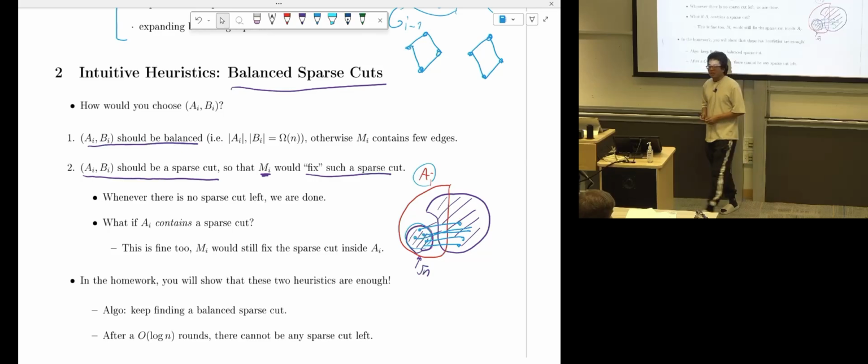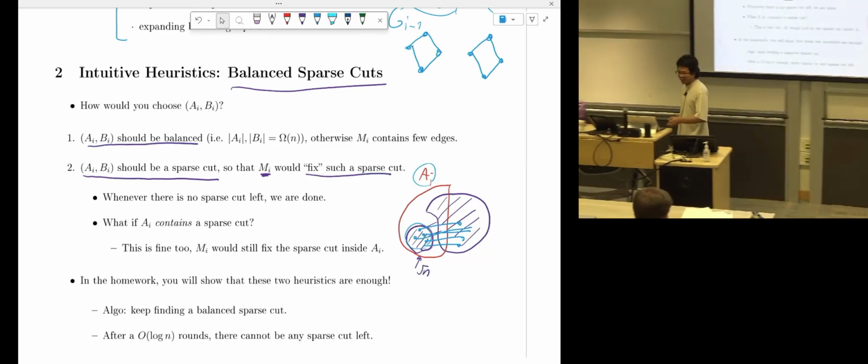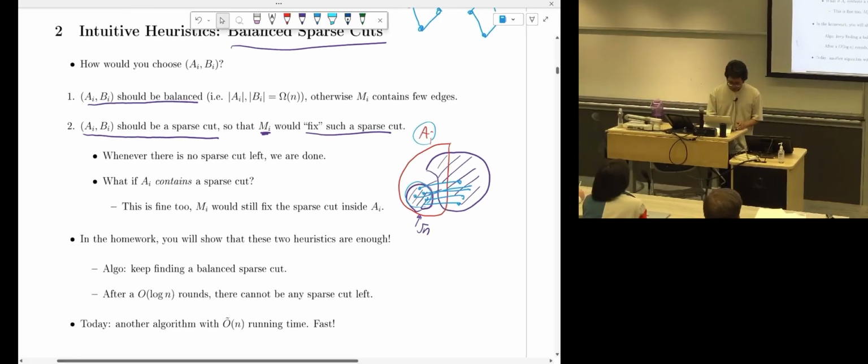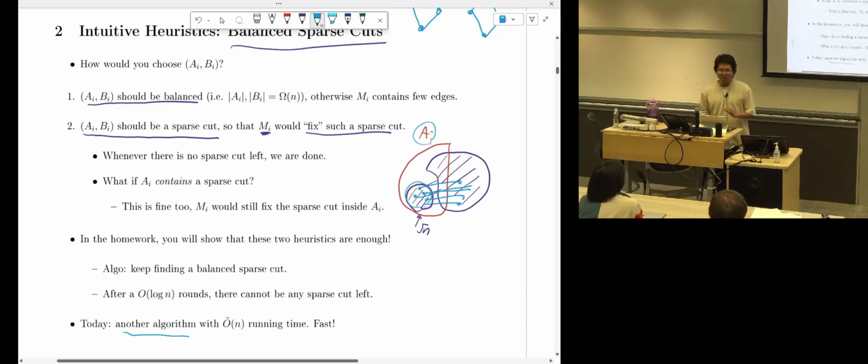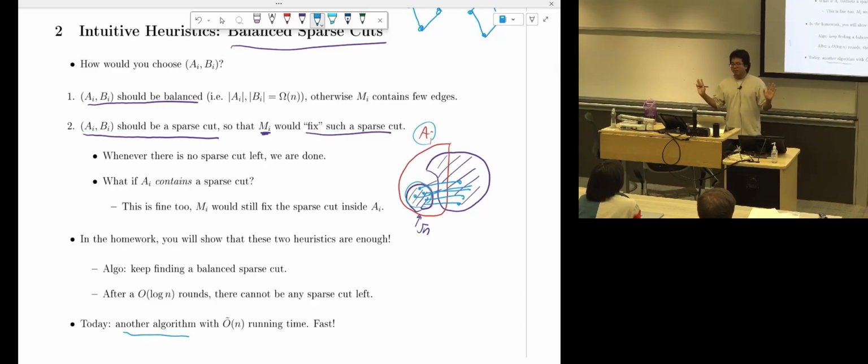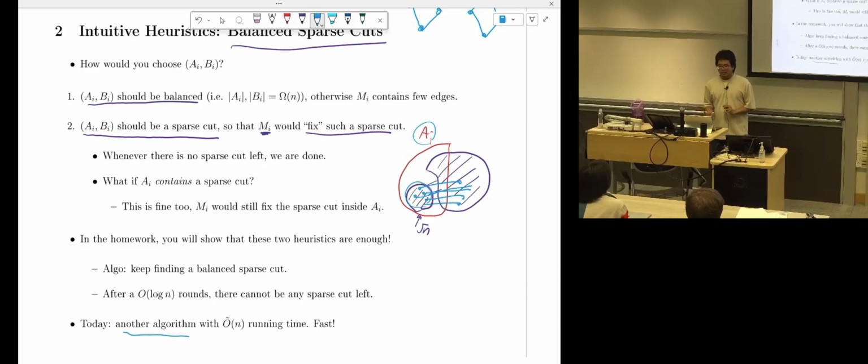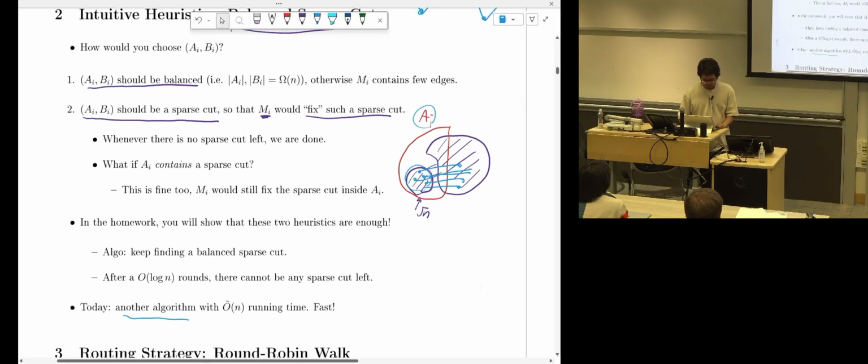Okay. So what we're going to do today is describe another algorithm that is clearly fast, just near linear time. And it will not ask you to find a balanced sparse cut. It just does something else. Okay, so that's the goal.